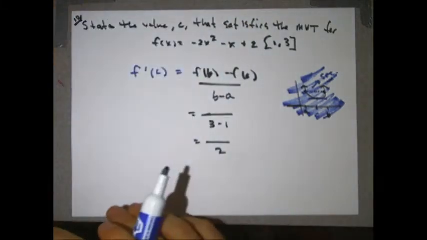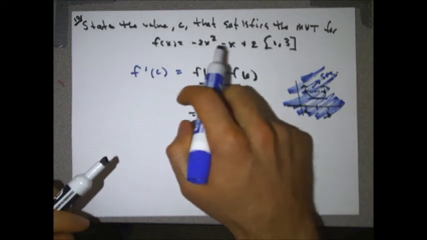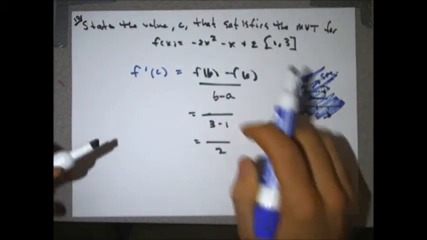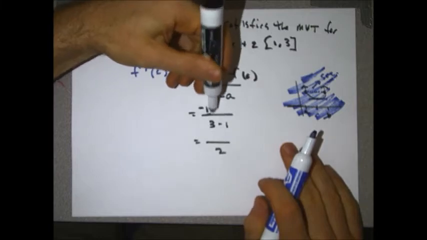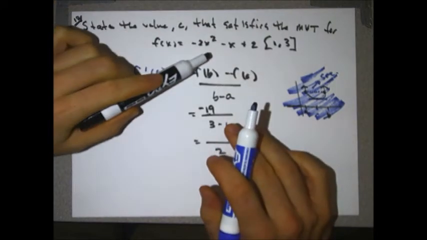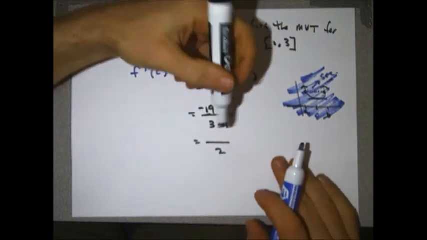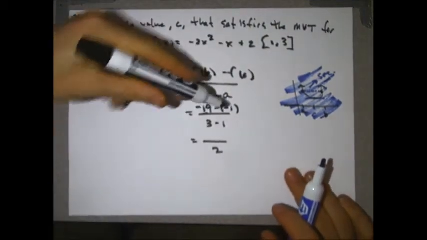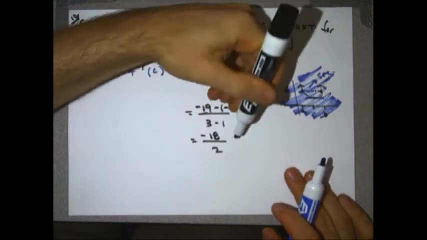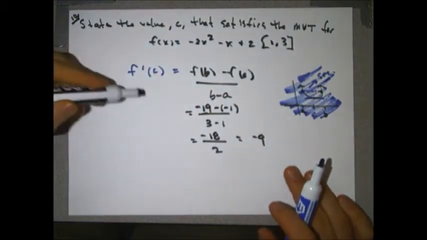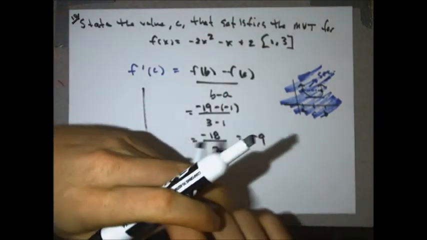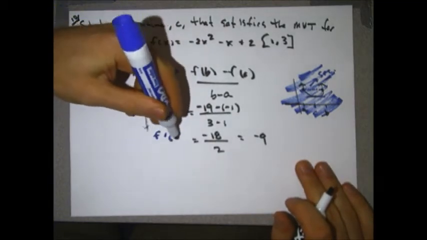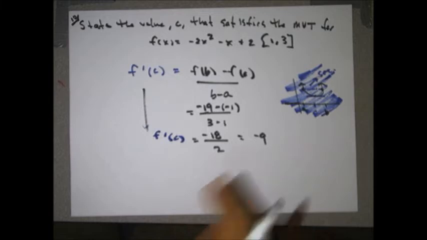So now we need to see what's going on up top. If I plug in b, so if I plug in 3, 3 squared is 9, negative 18, negative 21, negative 19. If I plug in 1, we've got 1, negative 2, negative 3, we've got minus negative 1. Doing our math, double negative means to add, so negative 18 over 2, which is negative 9. So by all of this, it says f prime of c is equal to negative 9.